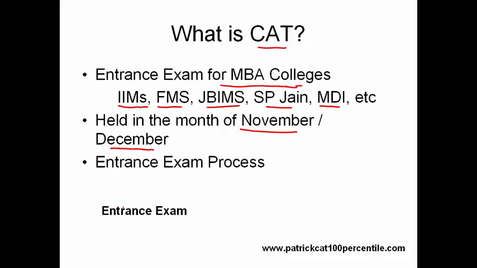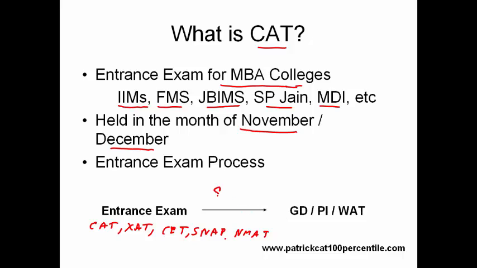So what is the entrance exam process? You first write the entrance exam. CAT is one of the entrance exams. You have CAT, XAT, CET, SNAP, NMAT, etc. Once you write the entrance examination, you are shortlisted. Once you are shortlisted, you are called for a group discussion or an interview. And once you clear this GD and interview, you are selected. So this is the basic process. That means the first step in the whole process is to write the CAT exam.